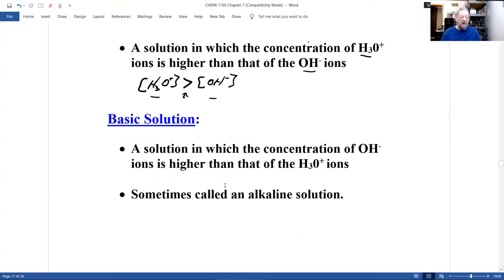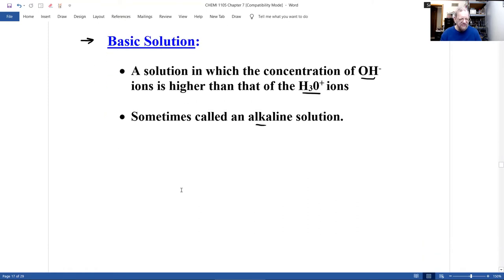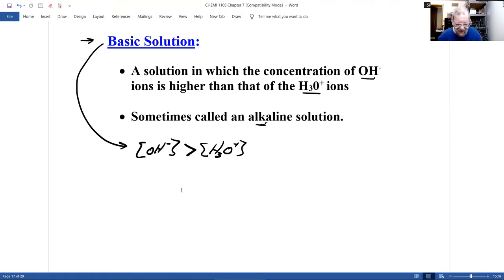Now, what's a basic solution? A basic solution is a solution in which the hydroxide concentration, OH minus, is higher than the hydronium ion concentration, H3O plus. And by the way, this is sometimes called an alkaline solution. And I'll come back to this in a second. So what's a basic solution? That's when the hydroxide ion concentration is greater than the hydronium ion concentration. And this is the condition for a basic solution.